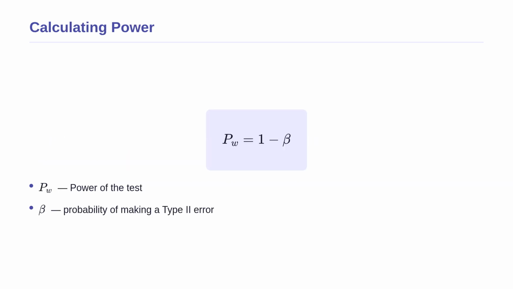Let us look at the simple formula that connects these ideas. The power of the test, denoted as PW, is exactly equal to 1 minus beta. Because beta is the probability of a missed detection, subtracting it from 1 gives us the probability of a successful detection. Conceptually, this means that if you want to increase the power of your test, you must find a way to decrease beta. If beta goes down, the power goes up. They are two sides of the same coin when it comes to detecting a false null hypothesis.